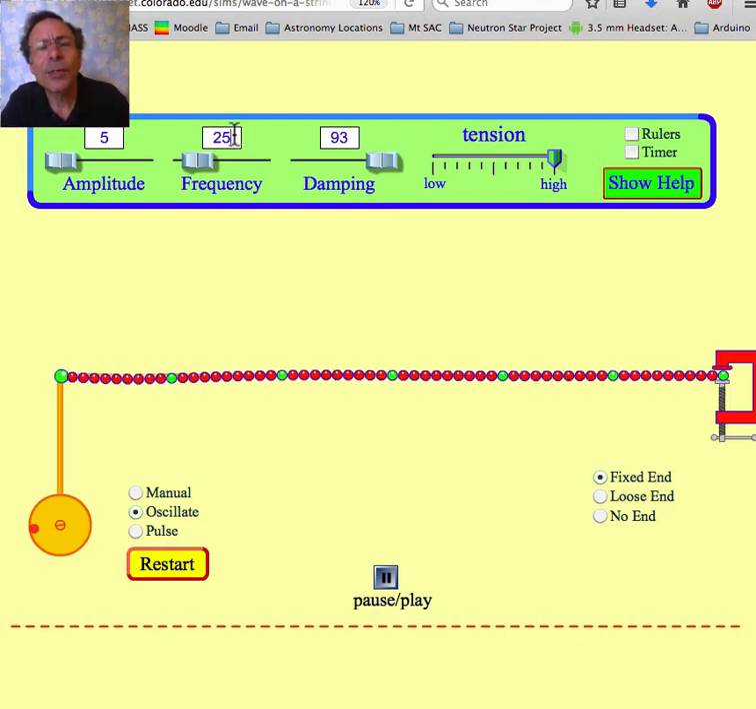I've tweaked the frequency here. 24 hertz is not exactly on the resonance frequency. 25 happens to be. Now, you can see that to make the string oscillate, it's going up and down just a little bit. Now watch what happens when I bring the damping way down.